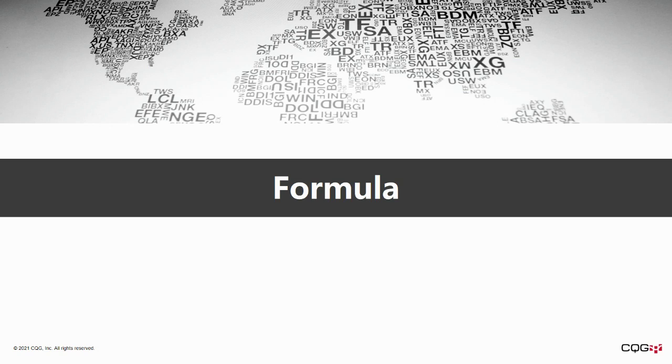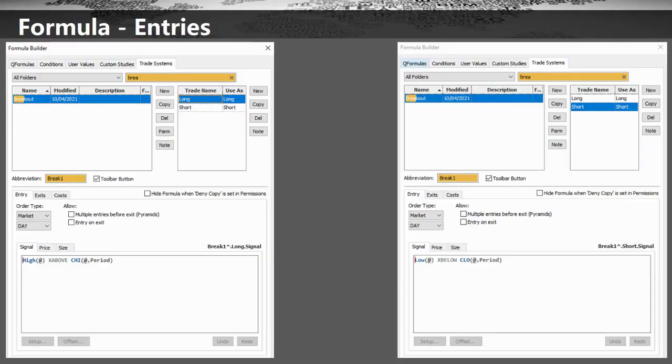The formula section of CQG will allow us to create long and short entries and exits. Each entry and exit is made of a signal, which is when the trigger occurs, a price, the price at which we're going to be executing when the trigger occurs, and a size, which is how many lots we're going to execute.